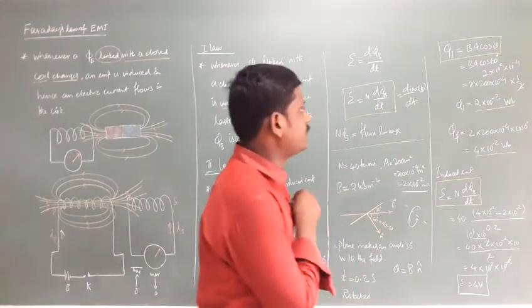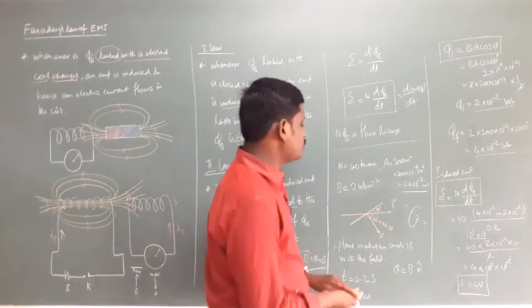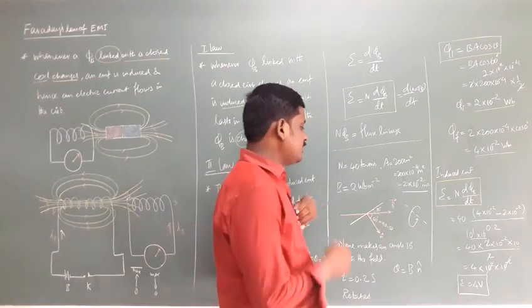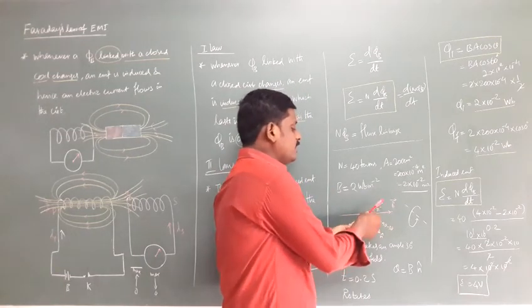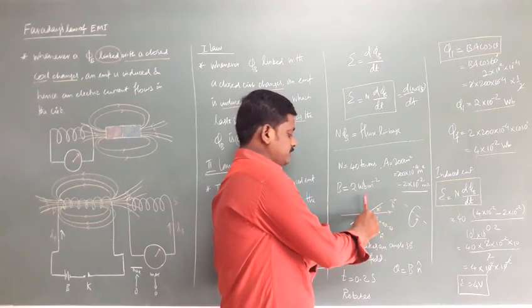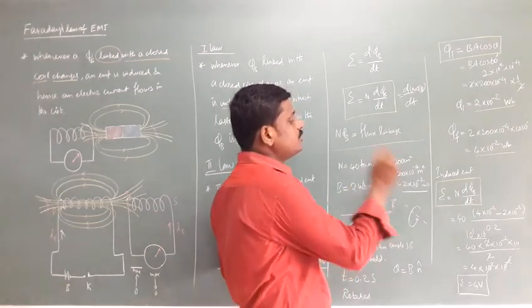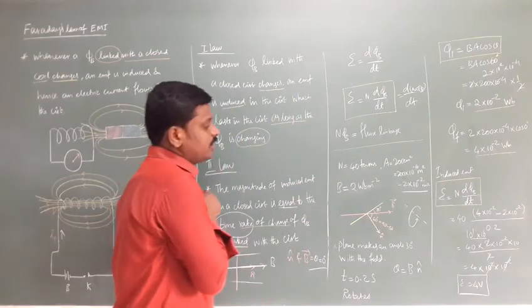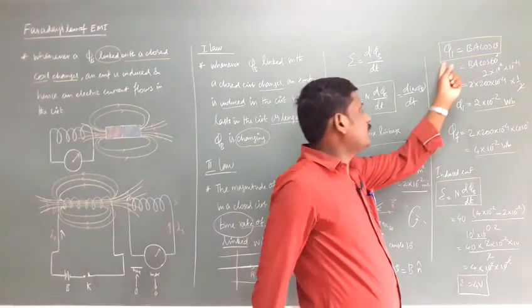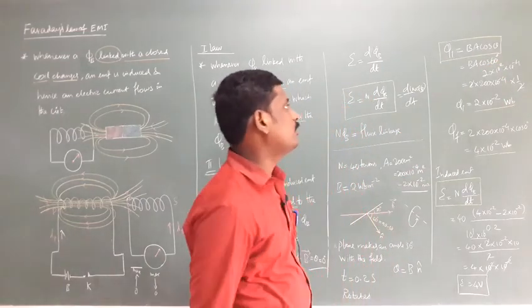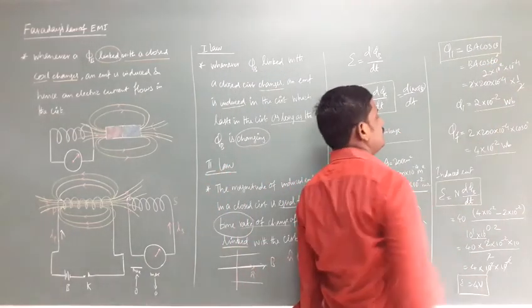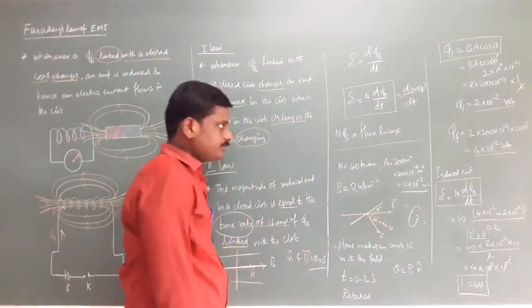So the initial magnetic flux: initially the plane is 30 degree with the magnetic field. Again it rotates and finally becomes 90 degree, that is perpendicular to the magnetic field. So what is the induced EMF produced in the plane? The magnetic flux is B A cos theta. Theta equals 60 degree, cos 60 is 1 by 2. Substituting the values, you will get 2 into 10 power minus 2 Weber.